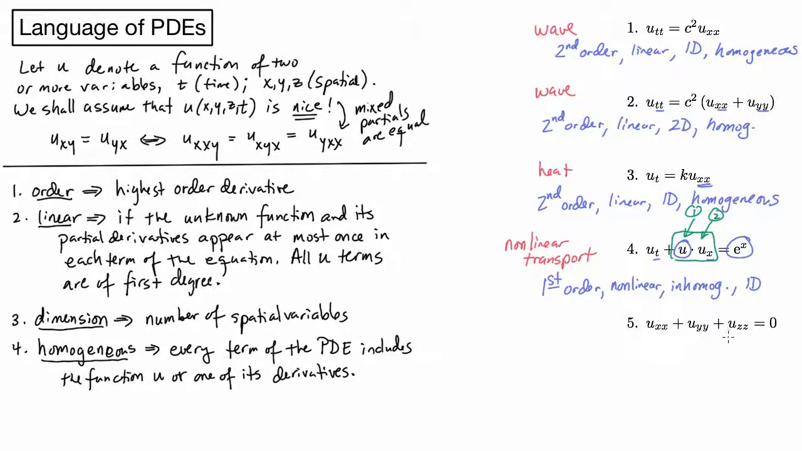Finally, on this last one, even though there are 3 terms, there are only 2 derivatives that are being taken here. And so it is still a second order equation. It is linear. It is homogeneous. But it is a 3-dimensional problem because we have 3 spatial variables, x, y, and z. And in fact, this is a really important equation known as Laplace's equation.